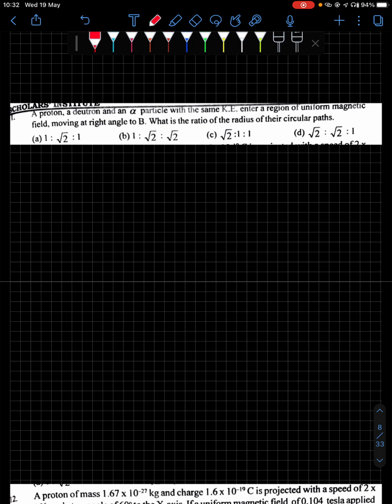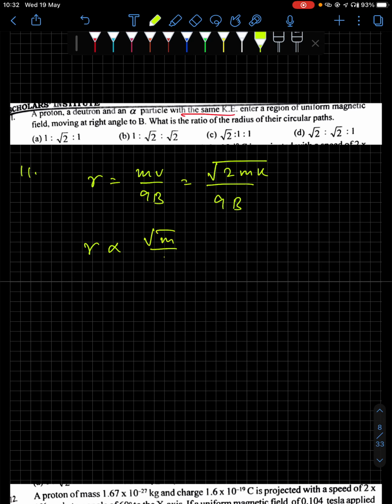A proton, a deuteron and an alpha particle have the same kinetic energy. They enter a region of uniform magnetic field, moving at right angles to B. What is the ratio of the radii of the circular paths? Again we are using the radius relation R equals mv by qB. Here it talks about the same kinetic energy, so you have to get this relation in terms of kinetic energy: root over 2mK divided by qB. Same magnetic field, therefore radius is proportional to the square root of mass by charge.